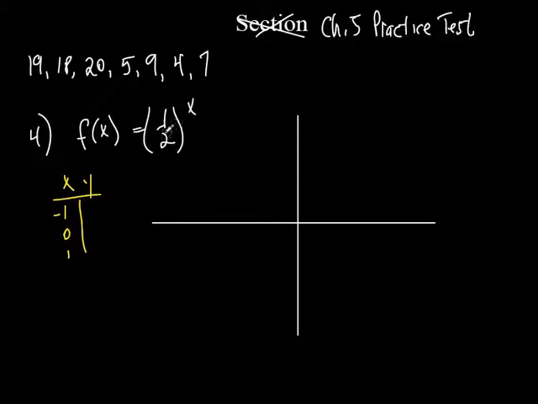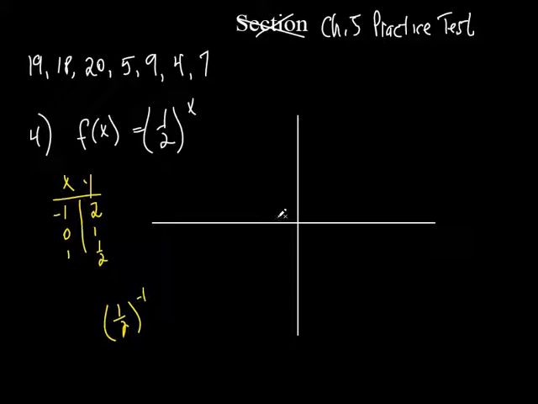Put a 0 in there first. 1/2 to the 0 is 1. Anything to the 0 power is 1. Put a 1 in for x. 1/2 to the first is 1/2. Put a -1 in for this. 1/2 to the negative first means you take the inverse, or the reciprocal, which would just be a 2. So if I put a -1 right there, it's taking the reciprocal of 1/2, which would be a 2.